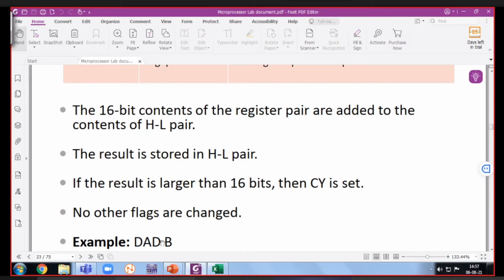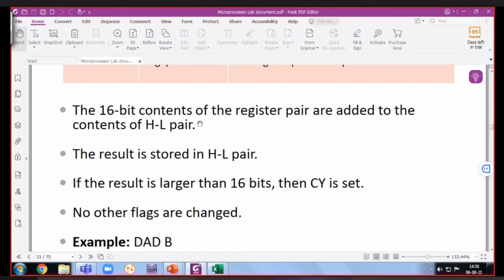After execution of this instruction DAD B, the meaning is that the 16-bit content of the register pair is added with the content of HL pair. The result will be stored in HL pair only. Just like in 8-bit operations the result is stored in the accumulator, in this case the result will be stored in HL pair, and if the result is larger than 16 bits, then carry flag will be set. It is not talking about the content of those locations, address locations.